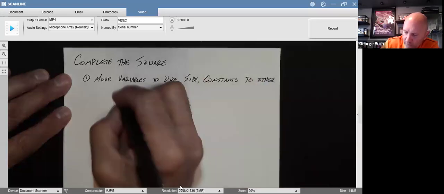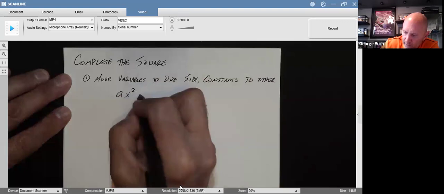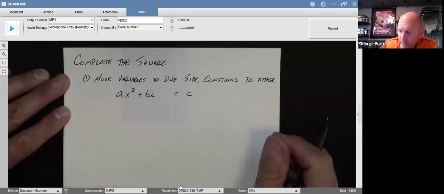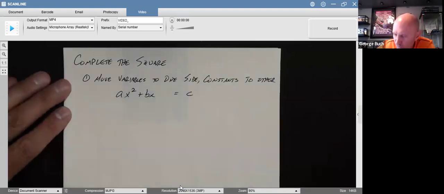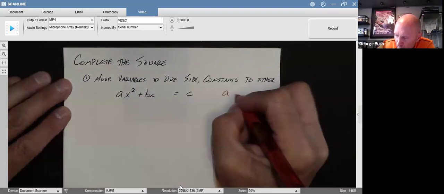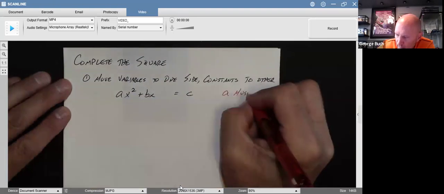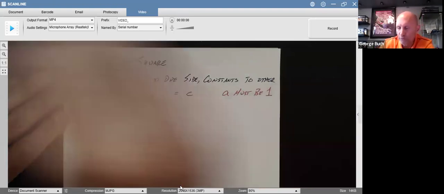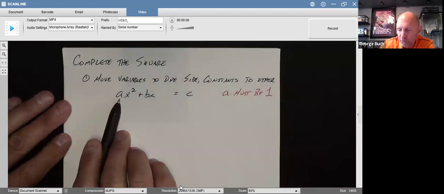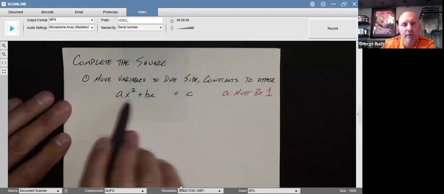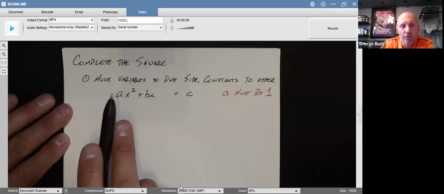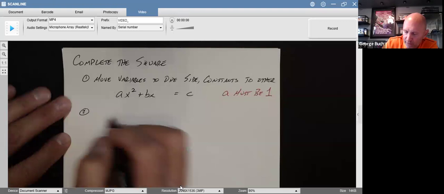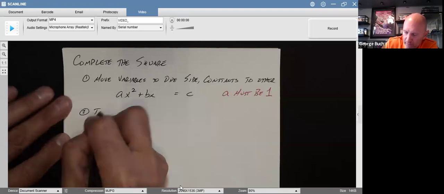So you can end up with something that looks like ax squared plus bx equals some number c. And the key here, if we're going to complete the square, is a must be 1. So if there was a 2 here, if this said 2x squared, I'd have to divide everything by 2 to get x by itself. And once I have x by itself, I take 1/2 of b.